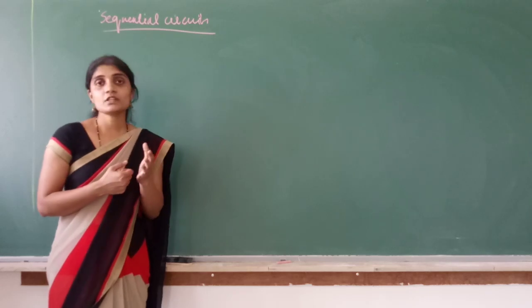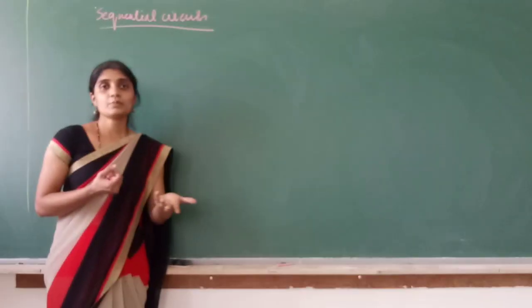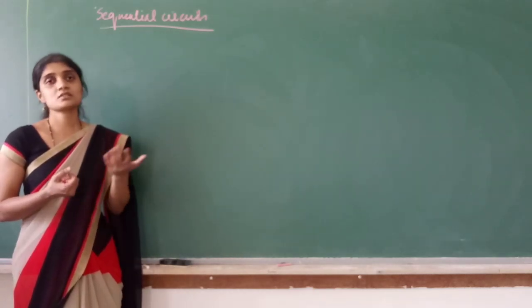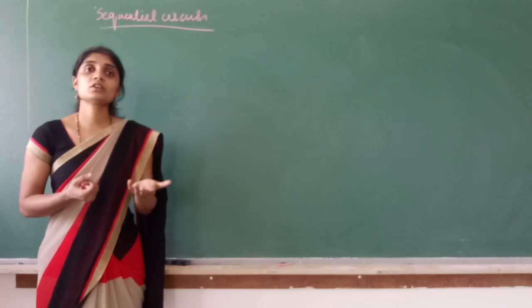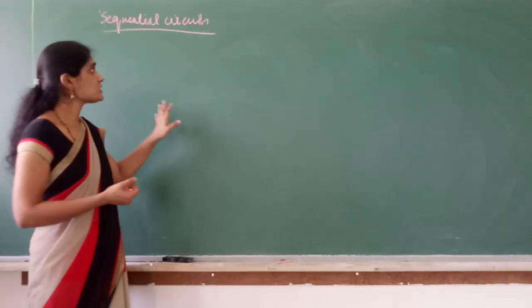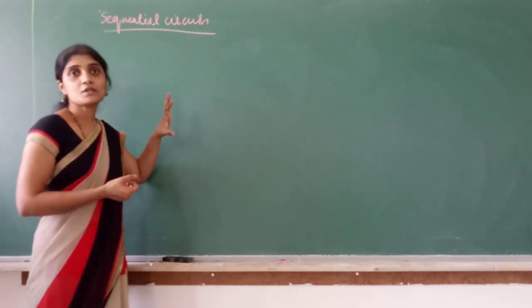So that is the difference between sequential and combinational. The third difference will be the examples. Give some examples for combinational circuits. As I said, adders, subtractors, comparators, decoders, encoders, multiplexers, all these come under combinational logic circuits. Sequential circuits we'll see once we design the circuit; you yourself can list out some of the examples for sequential circuits.